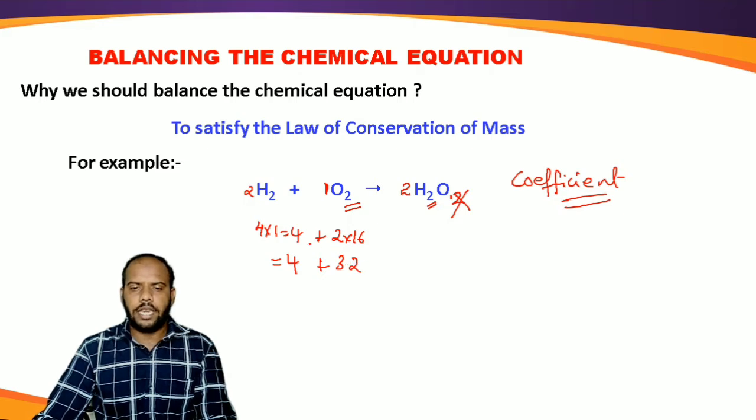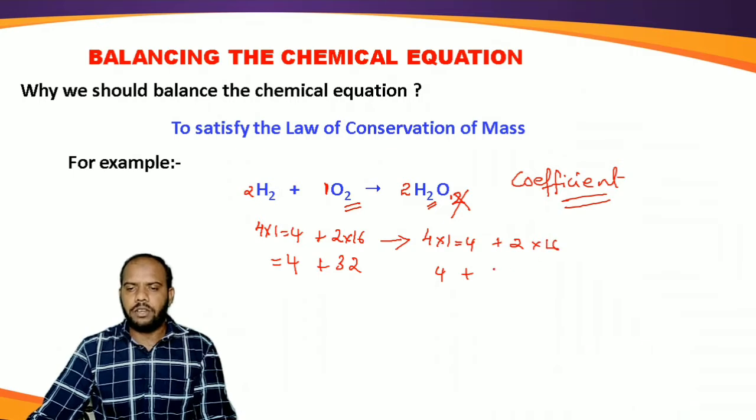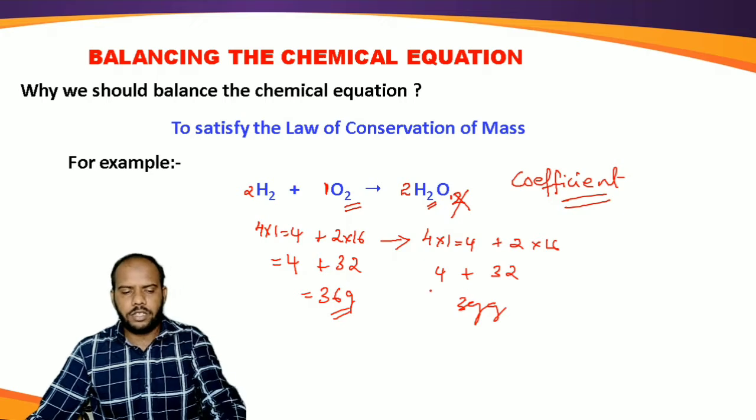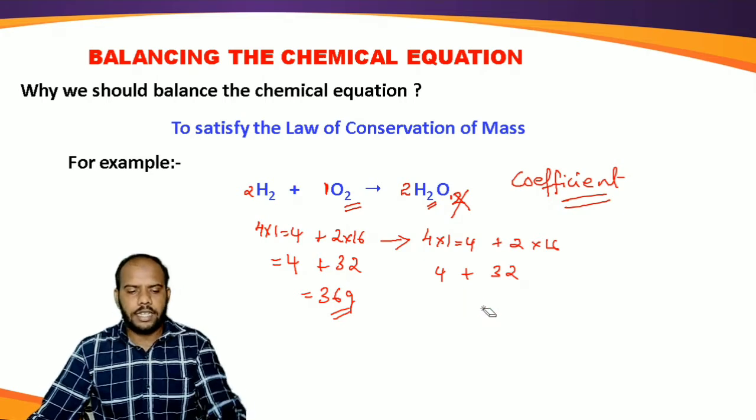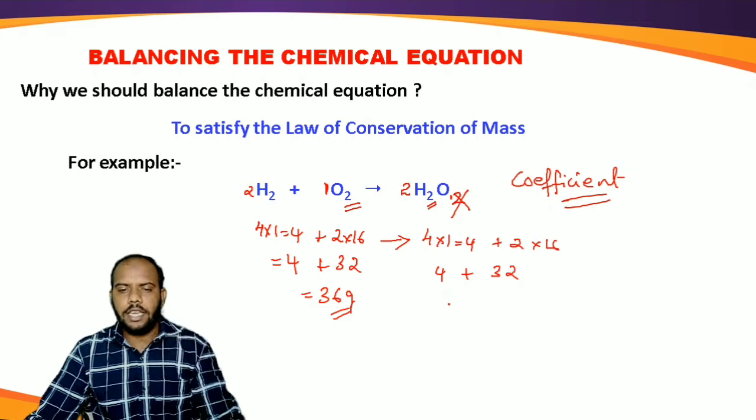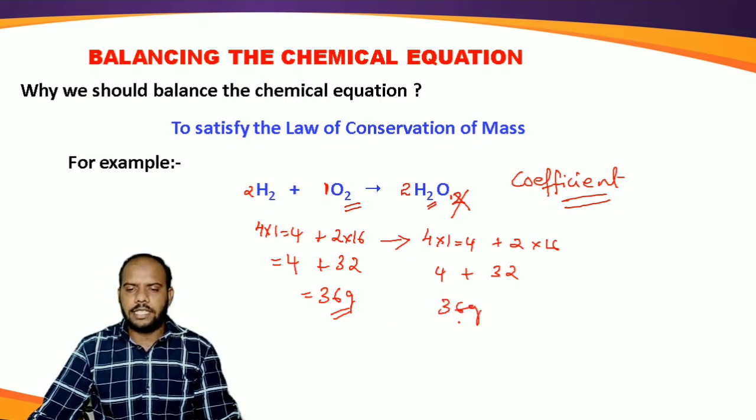Yes, children? Okay. And now what happens here? We can observe here also 4 hydrogen. 4 into 1, 4. So 4 plus how many oxygen? 2 oxygen. So what do we get? Plus 2 into 16, 32. So total answer we got here is 36 gram, and here also we got 36 gram. Yes or not, children? Yes. So both sides we got 36 grams of water. Okay, 36 gram. So both sides we got the equal weight.